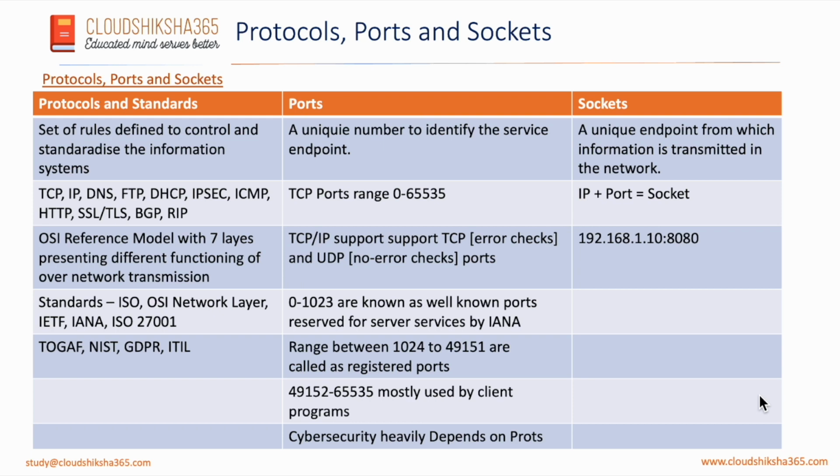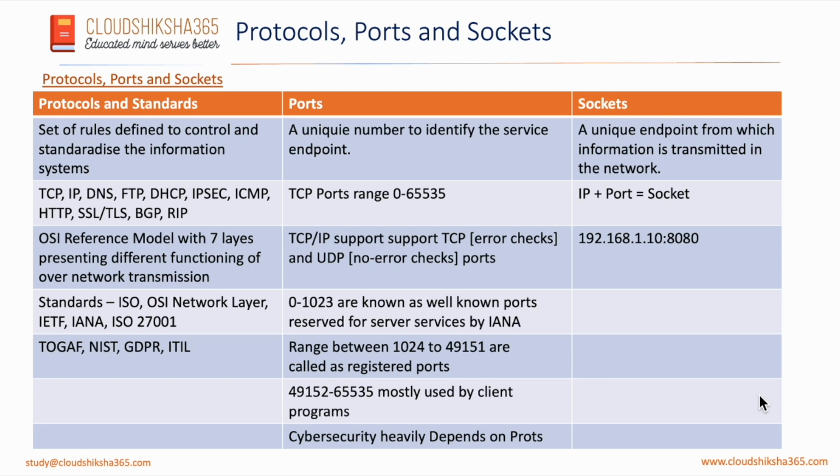So protocols are a set of rules that ensure how data should be transmitted within the network with certain set of defined standards. Then I explained about various protocols: TCP, IP, DNS, FTP, DSCP, IPsec. There are so many protocols that work over the network. Then OSI reference model with 7 layers, various standards: ISO, OSI network layer, IETF, IANA, ISO 27001, which is the security standard described and specified by ISO.